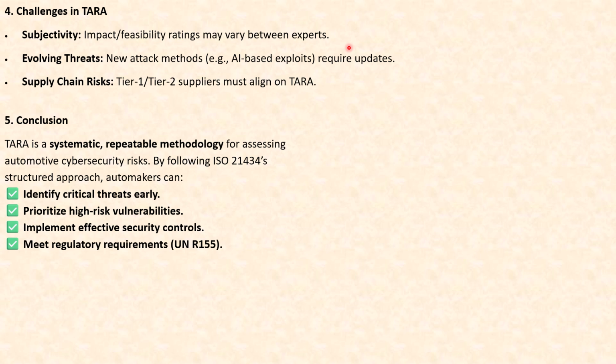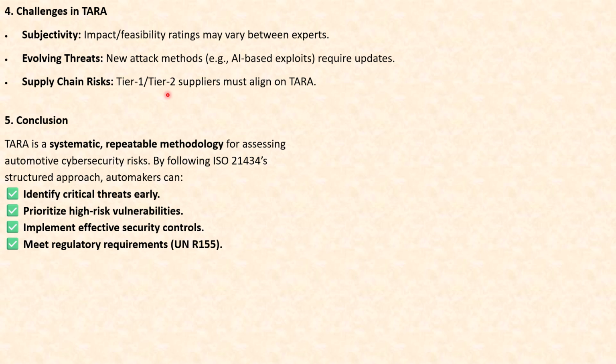Now coming to evolving threats: new attack methods require new updates. For example, just like in every field, even AI is entering threat assessment and risk assessment. And next is supply chain risks. The entire tier 1 and tier 2 suppliers must align on TARA. This threat assessment and risk analysis should be aligned by all the tier 1 and tier 2 suppliers.